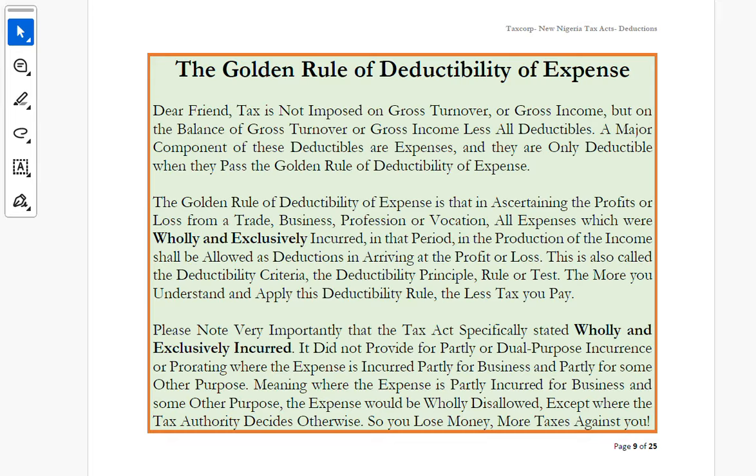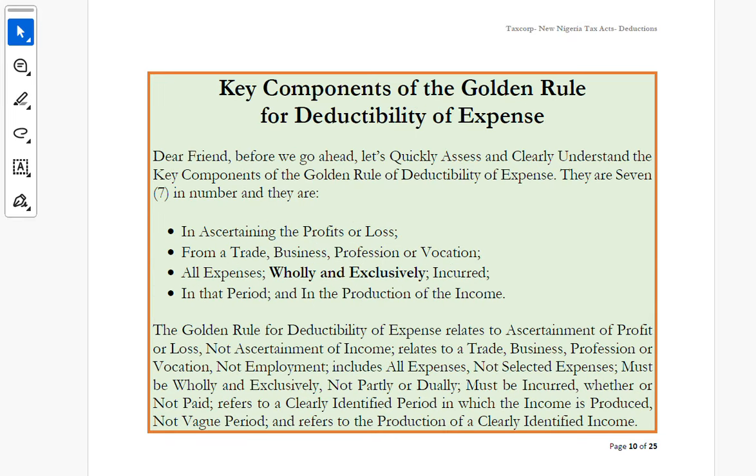Please note very importantly that the Tax Act specifically stated wholly and exclusively incurred. It did not provide for partly or dual purpose incurrence or prorating, where the expense is incurred partly for business and partly for some other purpose. Meaning, where the expense is partly incurred for business and some other purpose, the expense will be wholly disallowed, except where the tax authority decides otherwise. So you lose your money and more taxes are imposed on you.